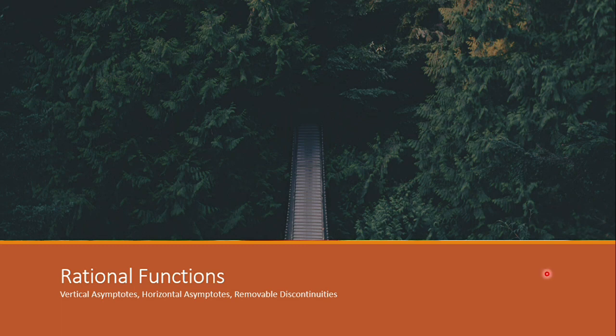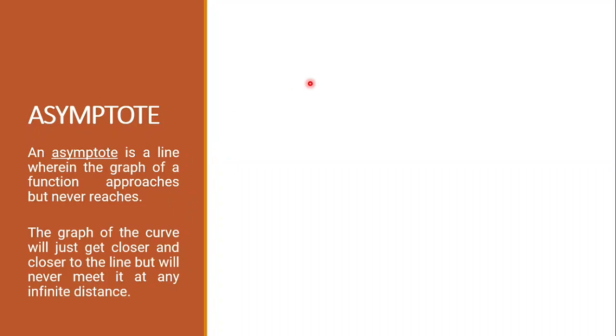Welcome to another lecture for rational functions. So for this lecture, we will discuss vertical asymptotes, horizontal asymptotes, and removable discontinuities of your rational function. Okay, so to start, we will define what is an asymptote.